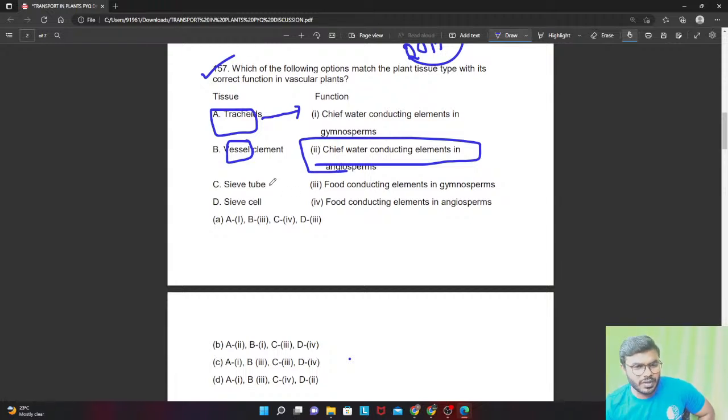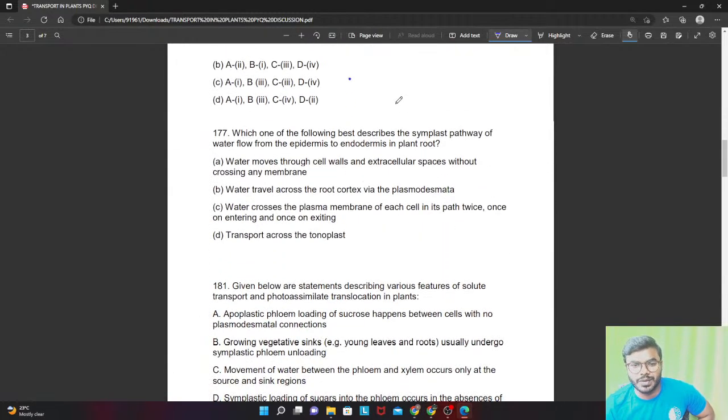Sieve tube and sieve cells. What we understand, friends, is that sieve tubes are present in the highly advanced plants, that is the angiosperms, and sieve cells are present where, friends? In the gymnosperms. See how simple a question we got in the 4 marker. See how many times they are repeating the same concept in different ways. That's why you should not leave this concept.